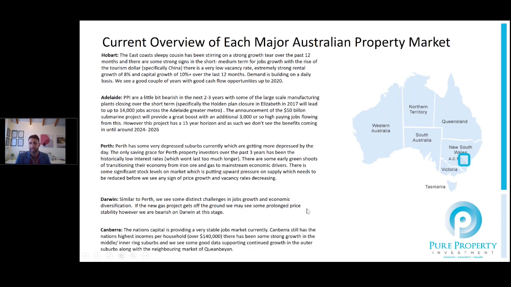And probably lastly, Canberra, as we've said, we're looking at the highest incomes per household. We're talking close to $150,000 per household average incomes there. So good, strong incomes, and strong, stable jobs at the moment, given the current federal government employment factors.